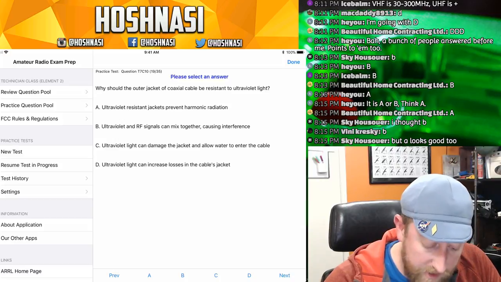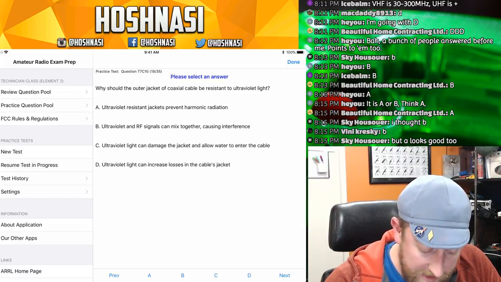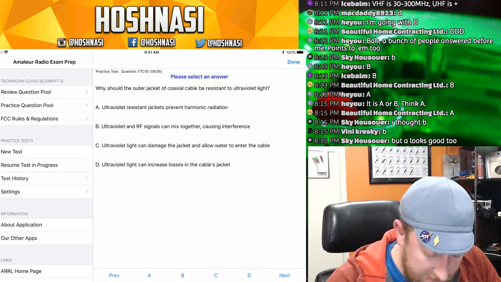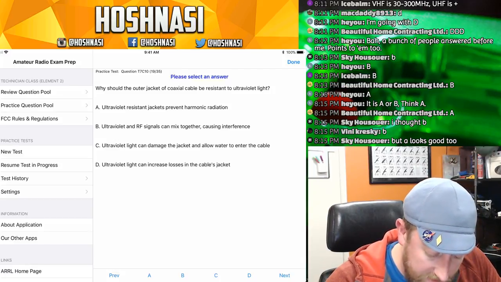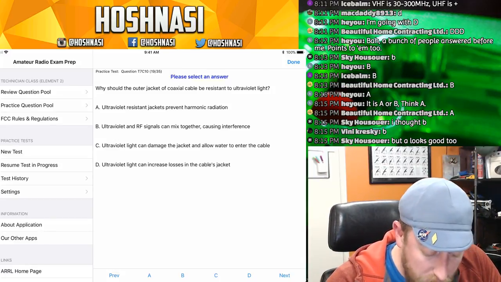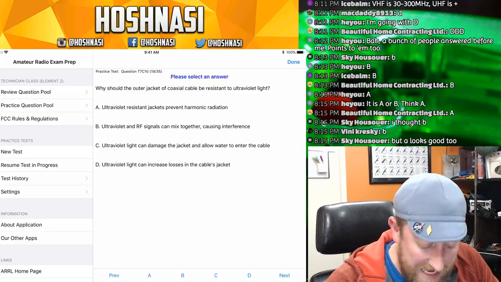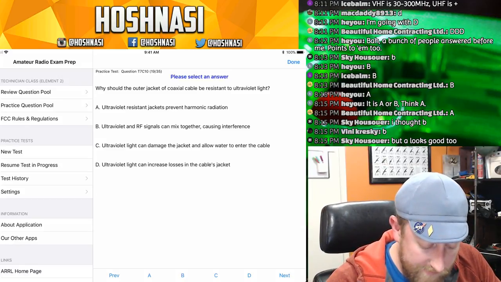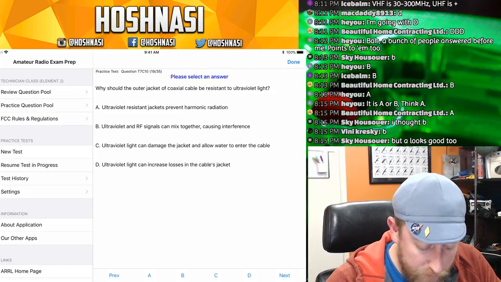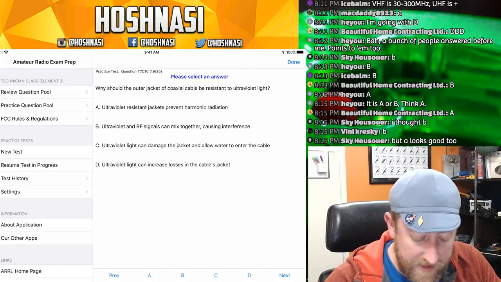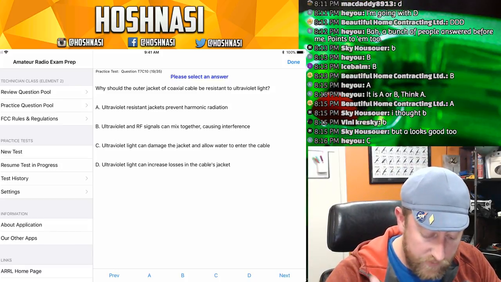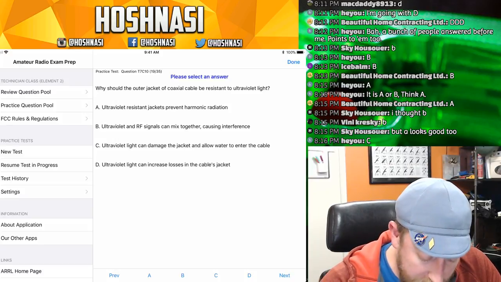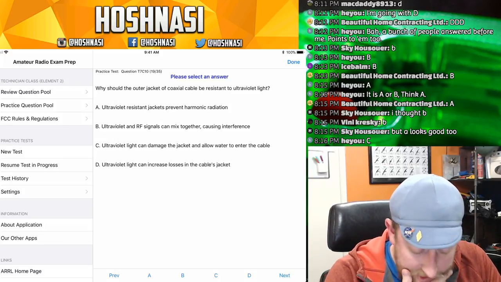Why should the outer jacket of the coaxial cable be resistant to ultraviolet light? Ultraviolet and RF signals can mix together, causing interference. Ultraviolet light can damage the jacket and allow water to enter the cable. Ultraviolet light can increase the losses of the cable's jacket. Ultraviolet resistant jackets prevent harmonic radiation. That's not why you want an ultraviolet resistant jacket.